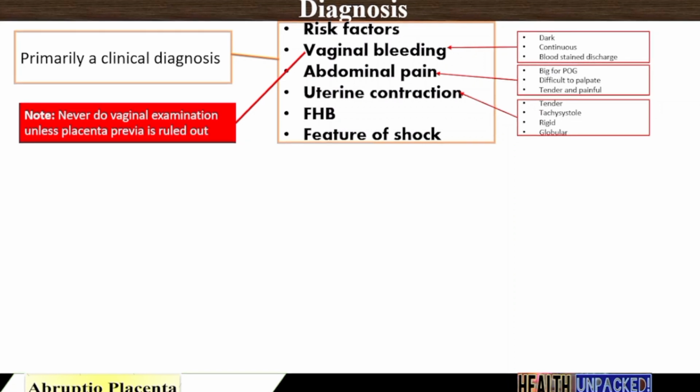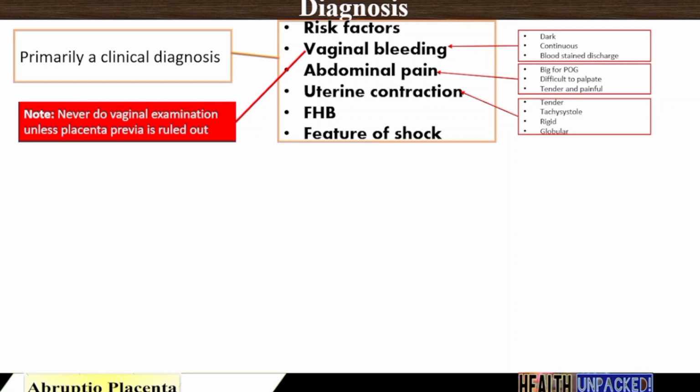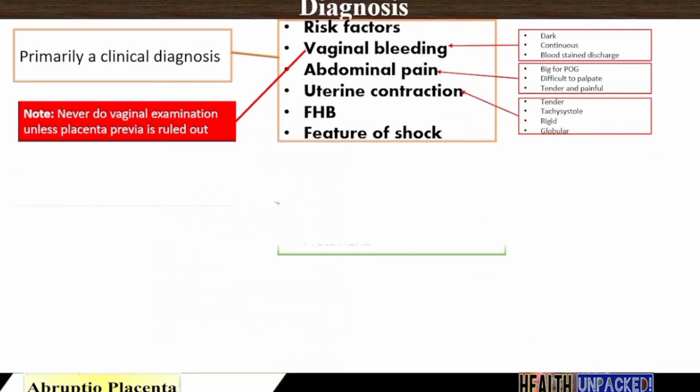One thing you have to remember is never do a vaginal examination unless placenta previa is ruled out. Because if you do a vaginal examination in placenta previa, that's very dangerous. That will augment bleeding, and that leads to very severe complications.